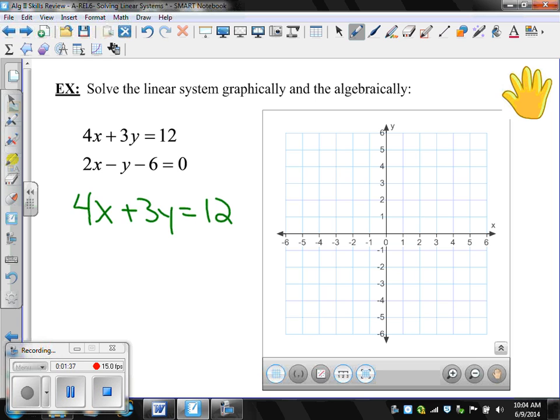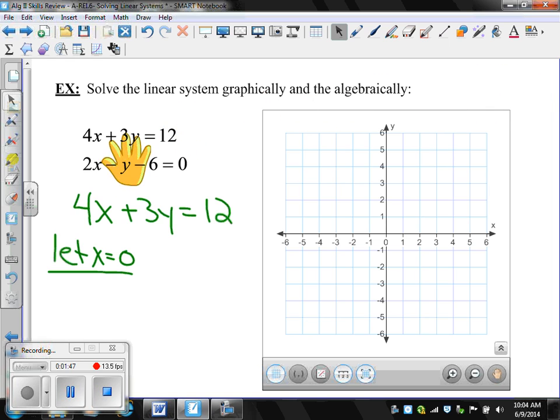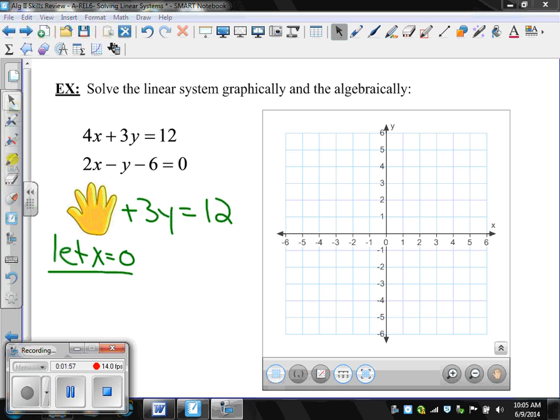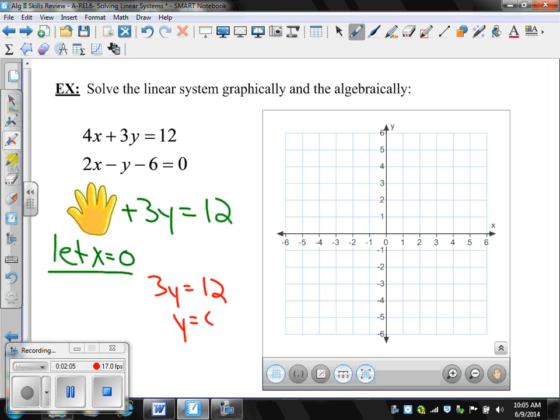And what I'm doing here is I'm going to let x equal 0. Right? That will give me my y-intercept, whenever x is 0. Well, what happens when we do that? Well, when x is 0, this first term is going to go away, and I'm going to get 3y equals 12, right? 3y equals 12, or y equals 4. So that gives me the point 0, 4. Okay, well that means I'm going to go up on my y-axis 4 units, x coordinate is 0.